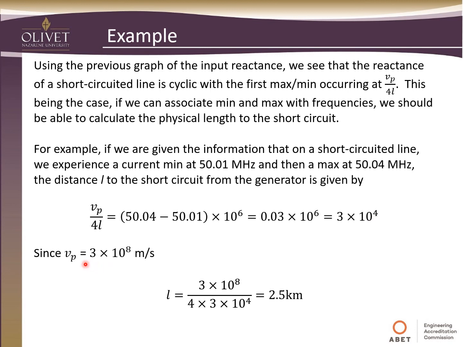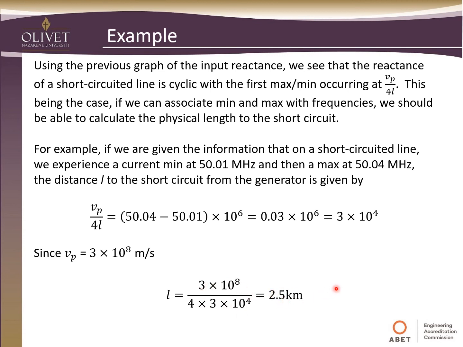And so we know that the phase velocity is going to be basically the speed of light. So we can plug that back into this original equation. We swap the 3 times 10 to the 4 in for the frequency difference, and solve for L. So L will be 3 times 10 to the 8, which is the phase velocity, over 4, which we had before, times 3 times 10 to the 4. We work all that out, it's about 2.5 kilometers.